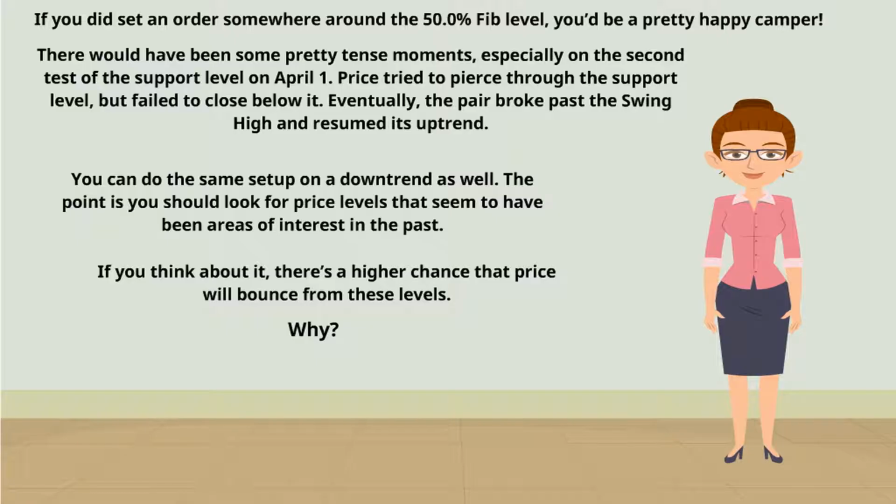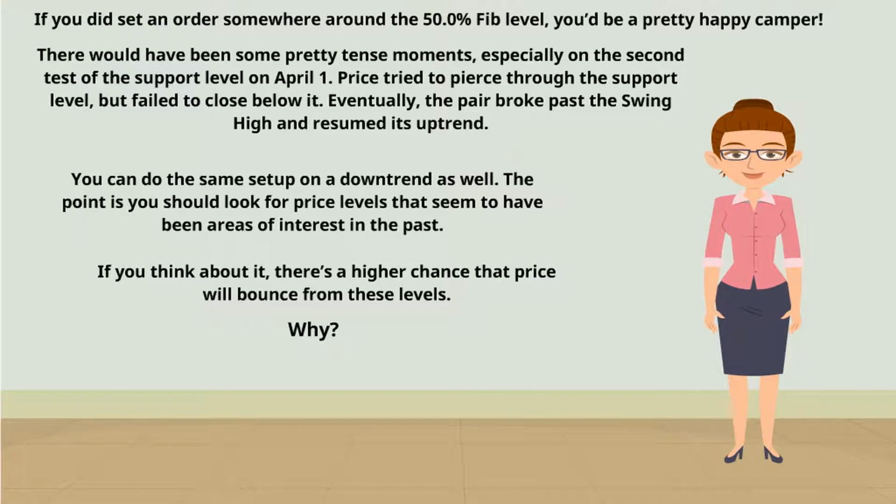If you did set an order somewhere around the 50.0% Fib level, you'd be a pretty happy camper. There would have been some pretty tense moments, especially on the second test of the support level on April 1st. Price tried to pierce through the support level, but failed to close below it. Eventually, the pair broke past the swing high and resumed its uptrend. You can do the same setup on a downtrend as well.